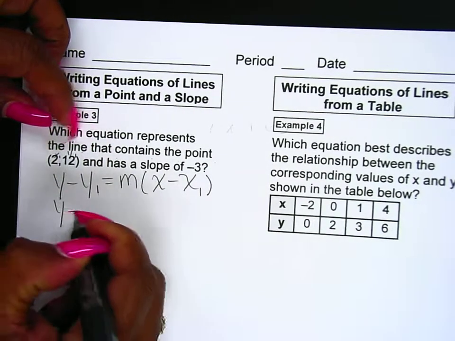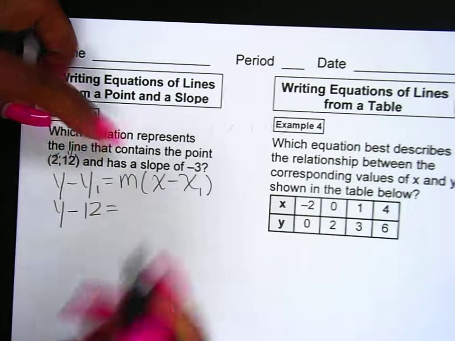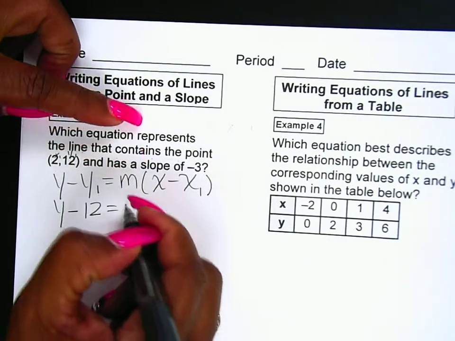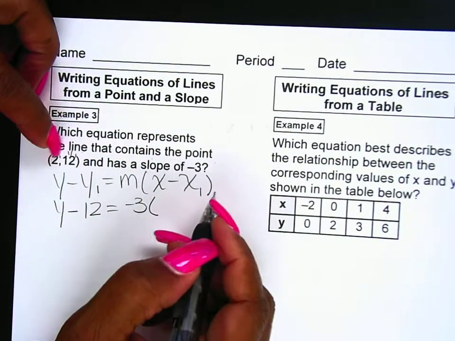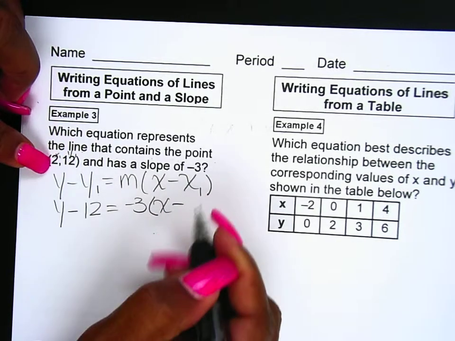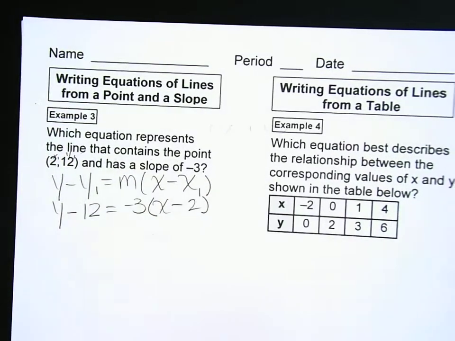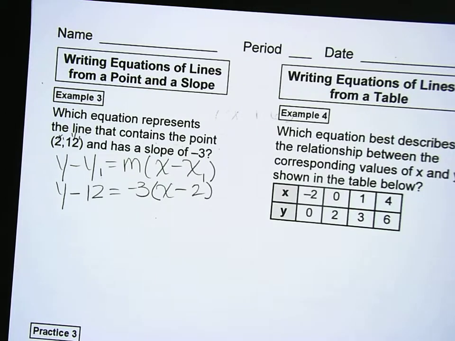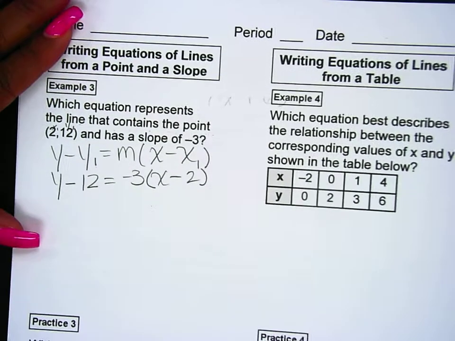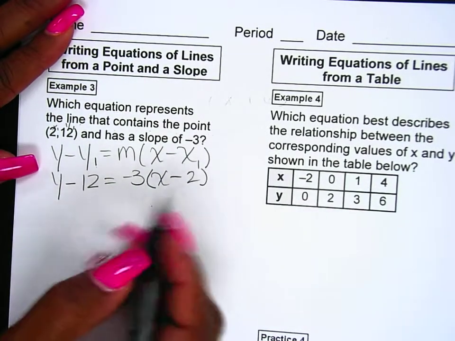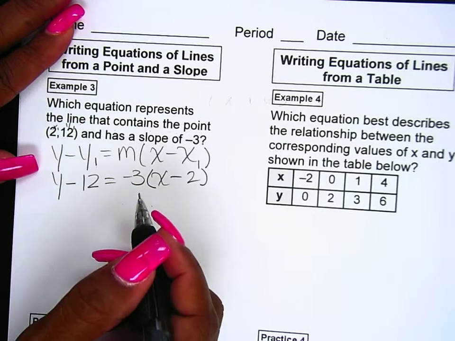So we got y minus 12 equals the slope, which is -3. So I'm going to just write -3 times x minus x sub 1, which is 2. Bam. Hey, no negative. This is real clean. I like it. Okay. So what do we do on the last one?